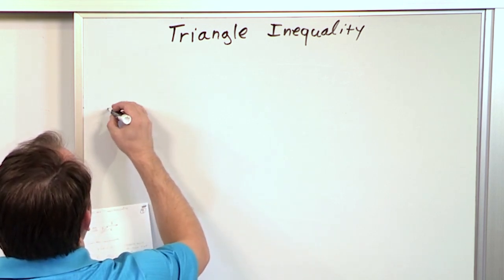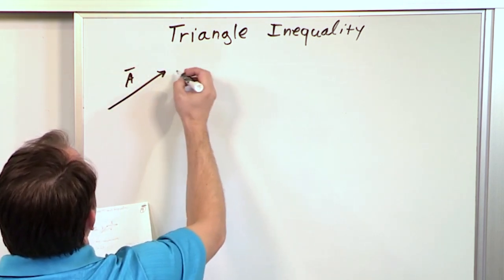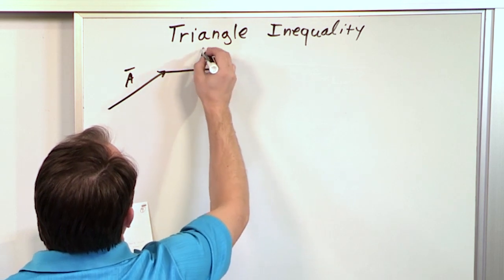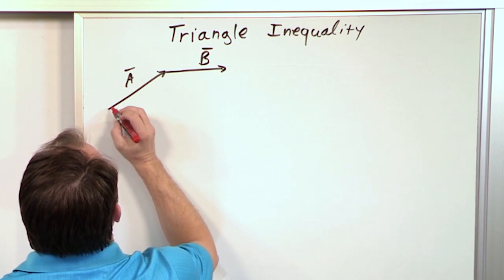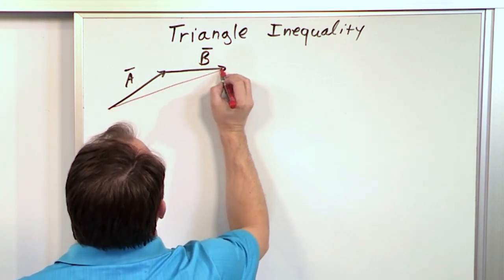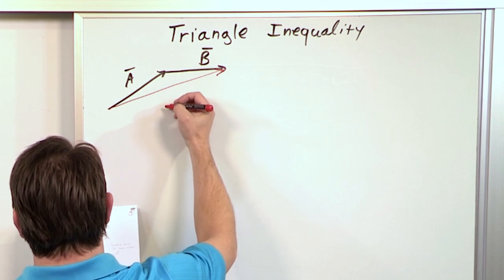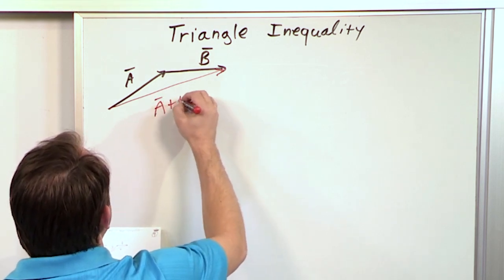We said, okay, here's vector A, and here's vector B. And the sum of those, when you add them vectorially, is you go from the tail of A to the head of B. And we call this resultant, or you could just label it A plus B.